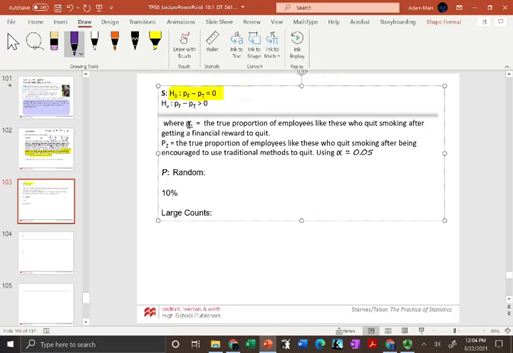And I define my parameters, where p sub F is the true proportion of employees like these who quit smoking after getting a financial reward to quit, and p sub T is the true proportion of employees like these who quit smoking after being encouraged to use traditional methods to quit. And it did not give us an alpha. Make sure you always put one here. If it doesn't give you one, you need to put alpha equals 0.05. Okay, so all good so far for the state portion.